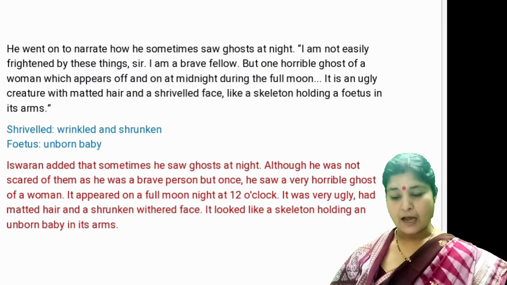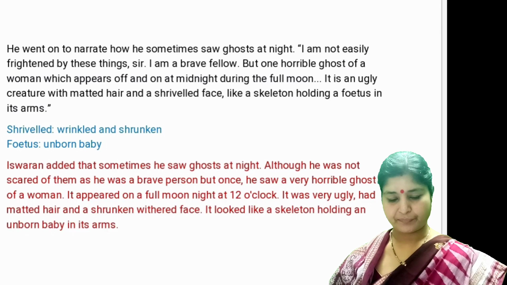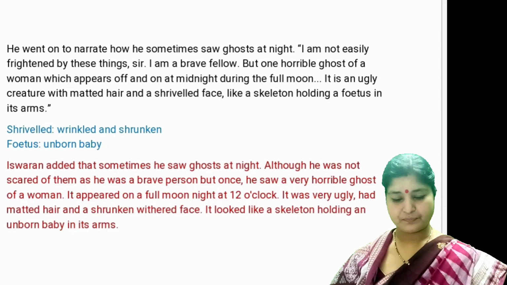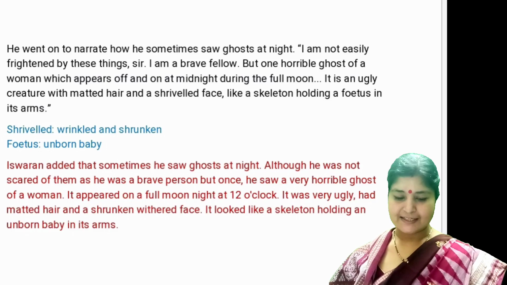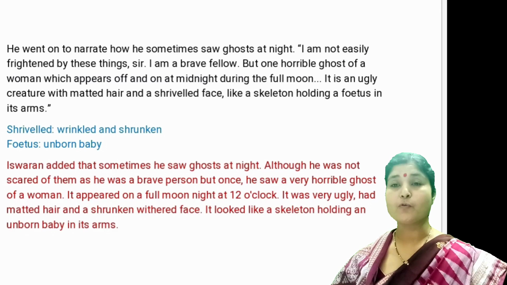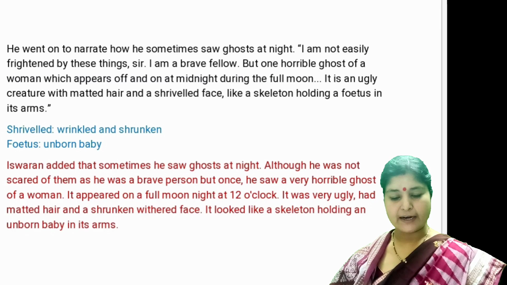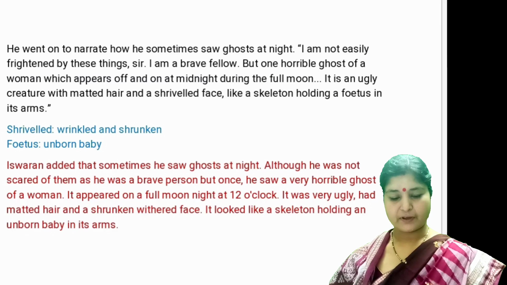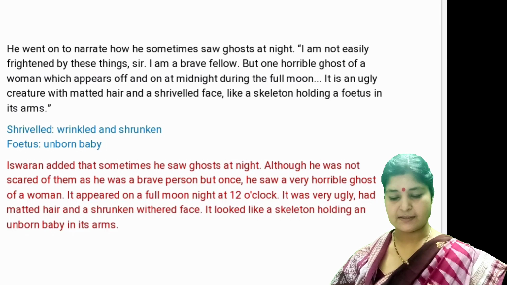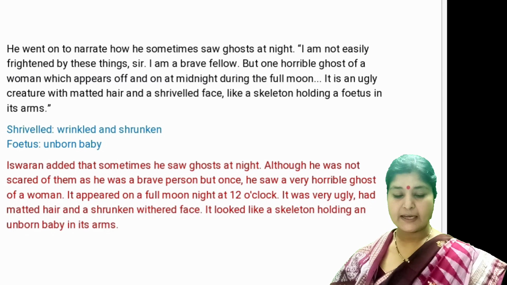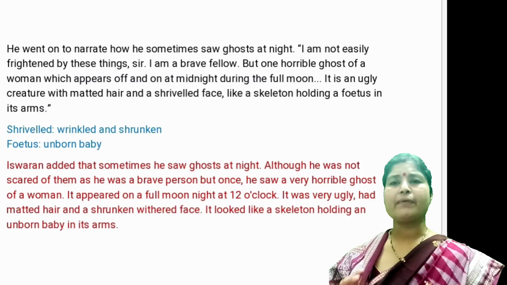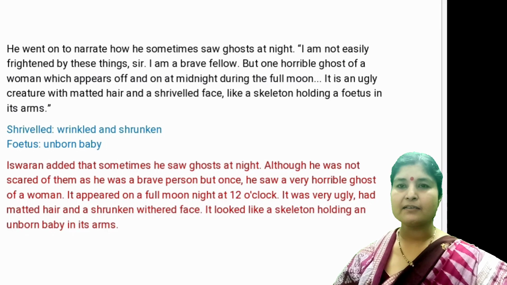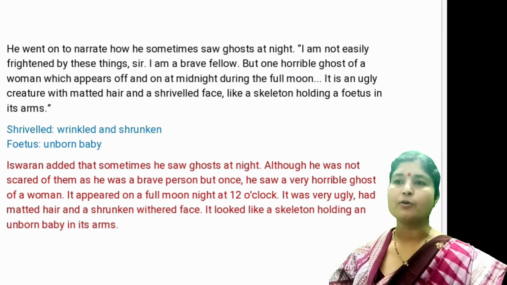He went on to narrate how he sometimes saw ghosts at night. "I am not easily frightened by these things, sir. I am a brave fellow." Who is saying? Iswaran was saying. "But one horrible ghost of a woman appears at midnight during the full moon. It was an ugly creature with matted hair and a shriveled face, like a skeleton holding a fetus in its arm." So here several difficult words we will get. Shriveled means wrinkled or shrunken. Fetus means unborn baby.